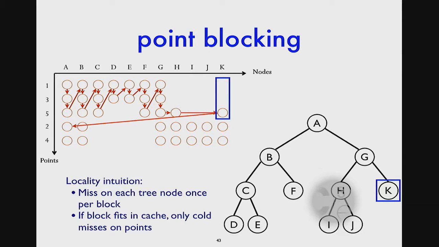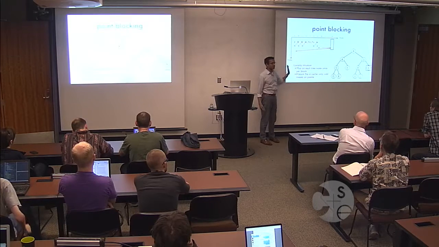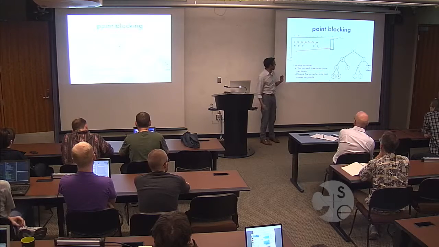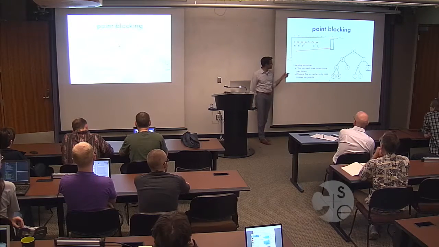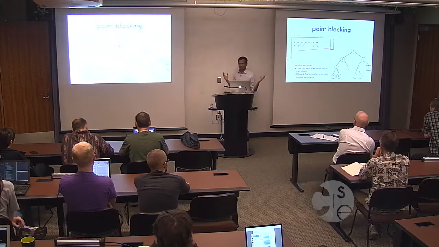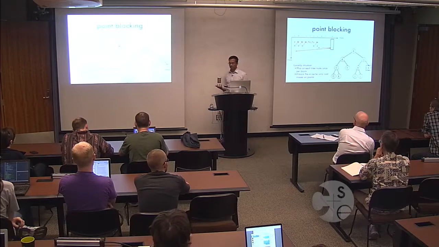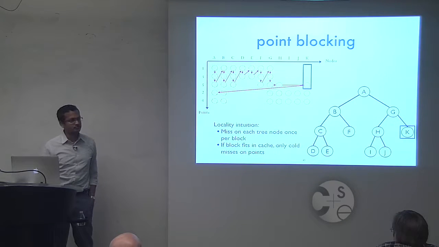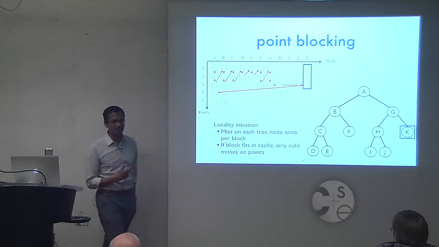And why is this schedule good? Here's the intuition. I'm going to miss on each tree node once per block. Every time a block visits a tree node, the tree is big enough that I'm going to get a miss. So I'm going to miss on each tree node once per block. But that's better than once per point, which is what was happening before. And as long as this block fits in cache, I only get cold misses on the points anyway. So I haven't made anything worse for my points. So I've basically just reduced my misses by a factor of b by doing this. Now, this is the schedule that I want.